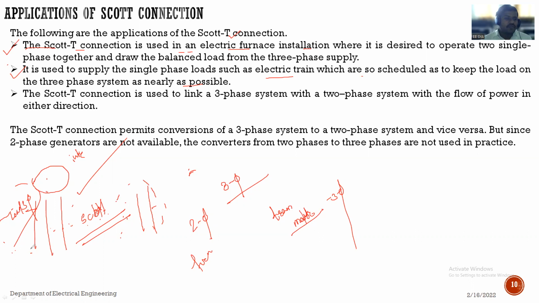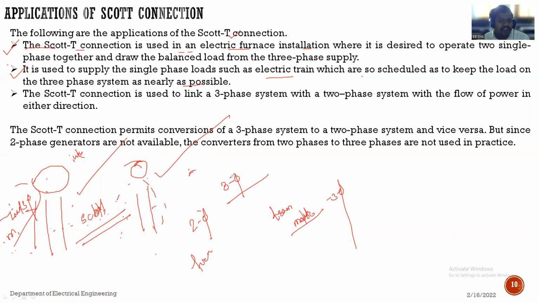But since a two phase generator is not available, there is no two phase generator available. So for that two phase system, another two phase system would have to be connected, and only then can we maintain the continuity of supply of this three phase system. There is no separate generator. But two phase generators are not available.